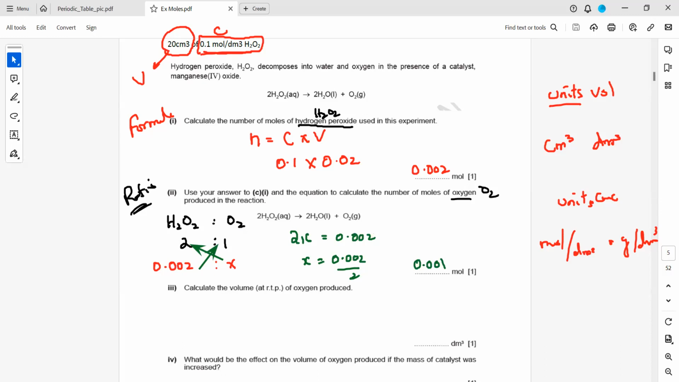Is it clear, the second part? Any doubt in this? No, sir.